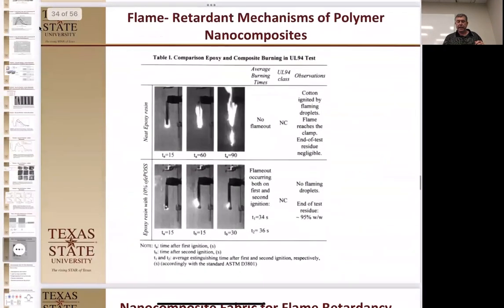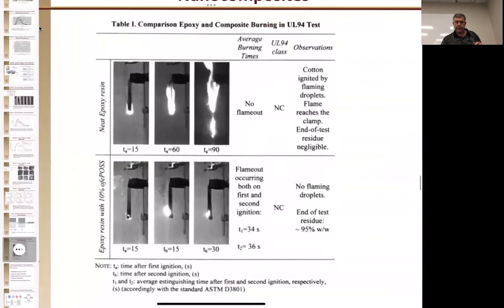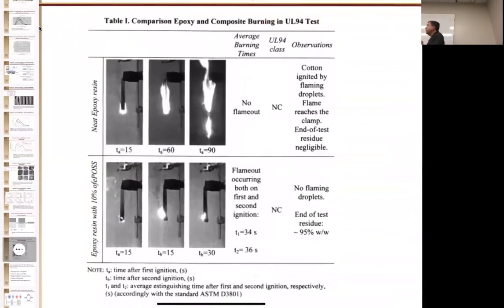Now, they also came to this set here. They were looking at different composites. This is an epoxy. One is the neat resin, which fails completely and is burned. One has about 10% of the POS material in it. So as it's burning, it's laying out a silicon dioxide layer on the surface here. When they swing it out, it does extinguish, but it's still not classified.